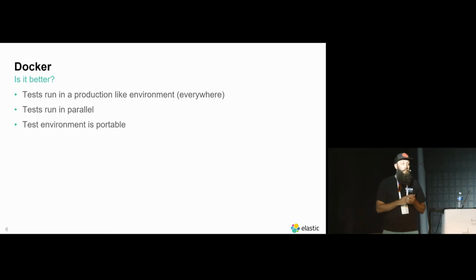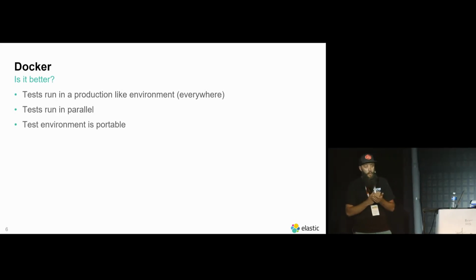Also, your tests can be run in parallel. So the bigger your test matrix gets, the faster you can run your tests. And then similarly, your test environment becomes portable. Docker images are guaranteed to run the same way on whatever computer they run on, as long as that computer can run Docker. So you have the guarantee that your tests will always be run the same way.